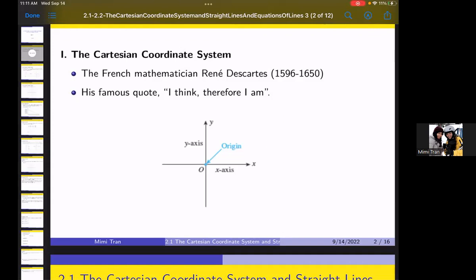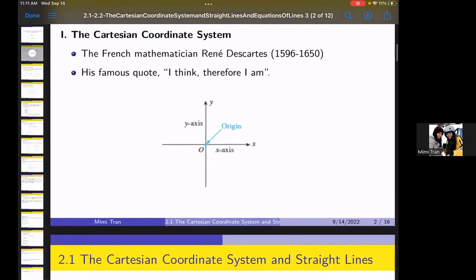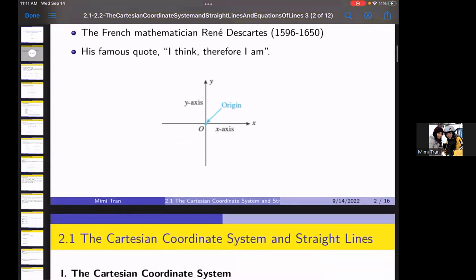Right? So it is sad, right? He could have contributed so much more to mathematics if it wasn't for her disrupting his sleeping habit. But some people are just like that. It's just biology. They just need a lot of sleep.